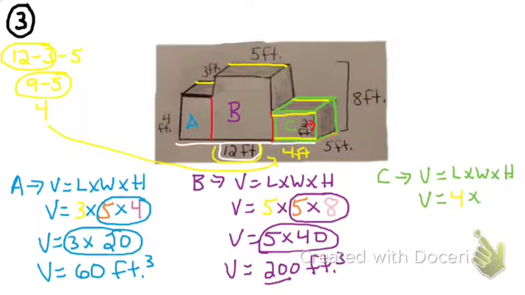Now I have to multiply by the width. The width, remember, is front to back. And I see right over here, I put in orange, my front to back is labeled for me. That's going to be the 5 times my height, which is going to be bottom to top. And let's see if I can find the height here.